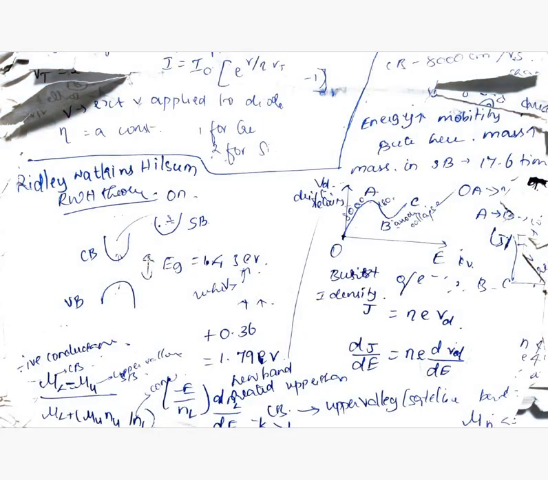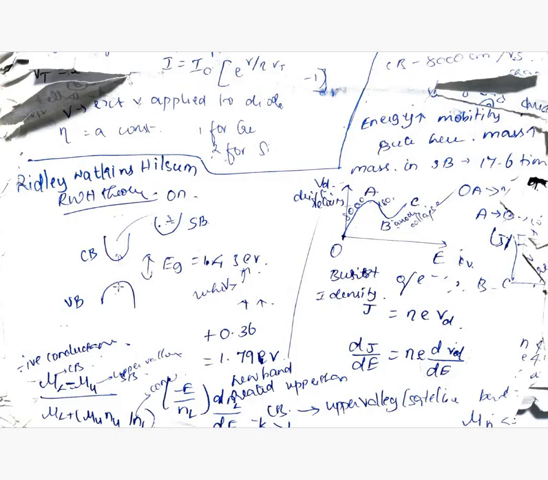Today's topic is the Gunn diode. The Gunn diode follows the RWH theory, which is Ridley-Watkins-Hilsum theory. So we know that we have a valence band and conduction band. Above the conduction band, at the side, we have another band called the satellite band.